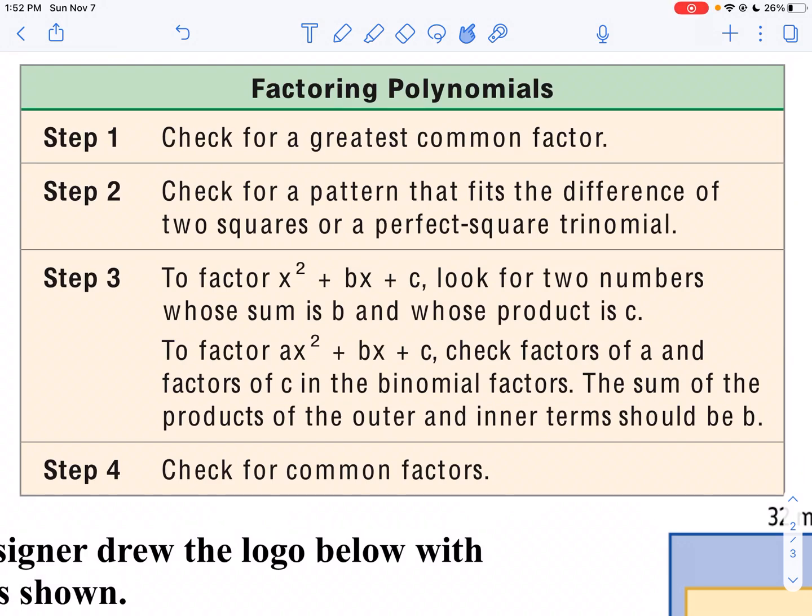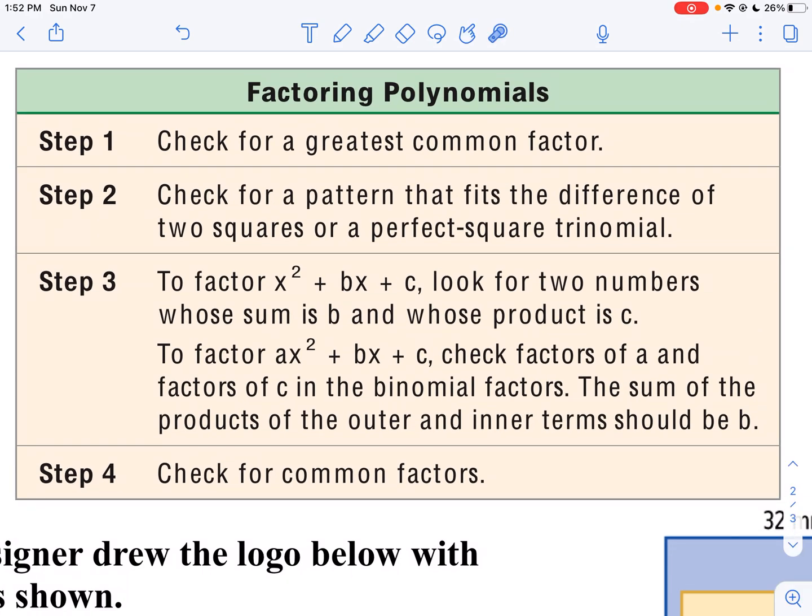Now let's put everything together. First thing, if I give you a problem, the first thing I want you to do is ask, is there a common factor? Can you factor something out of all the terms? If there's not a common factor, is it a binomial or is it a trinomial?